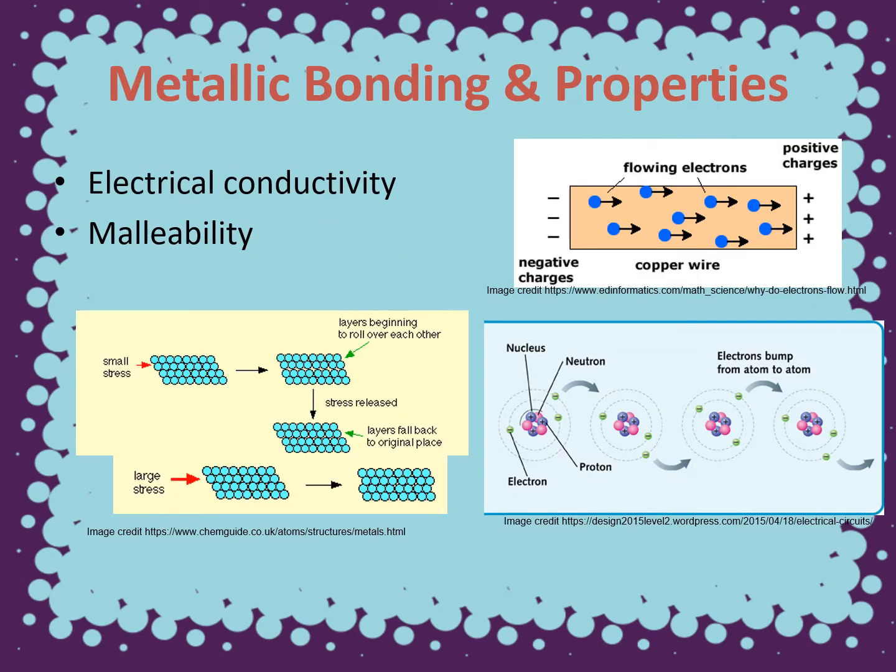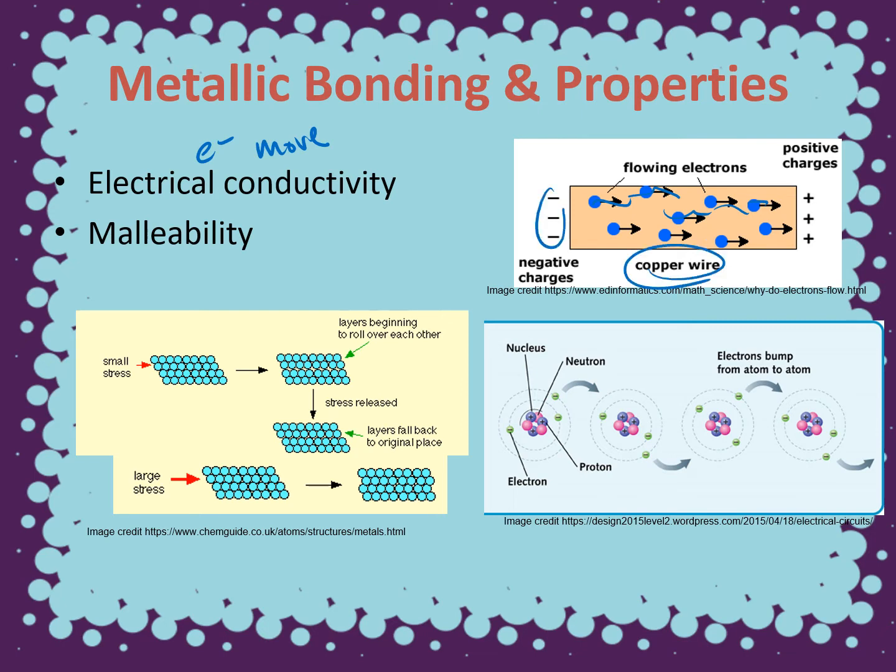So because these metals have metallic bonding, we're going to have some very specific properties that result. The first property is electrical conductivity. Electricity is simply moving electrons. If I can get electrons to move, then we have some electrical conductivity. And so what happens is these electrons can just flow along the copper wire.